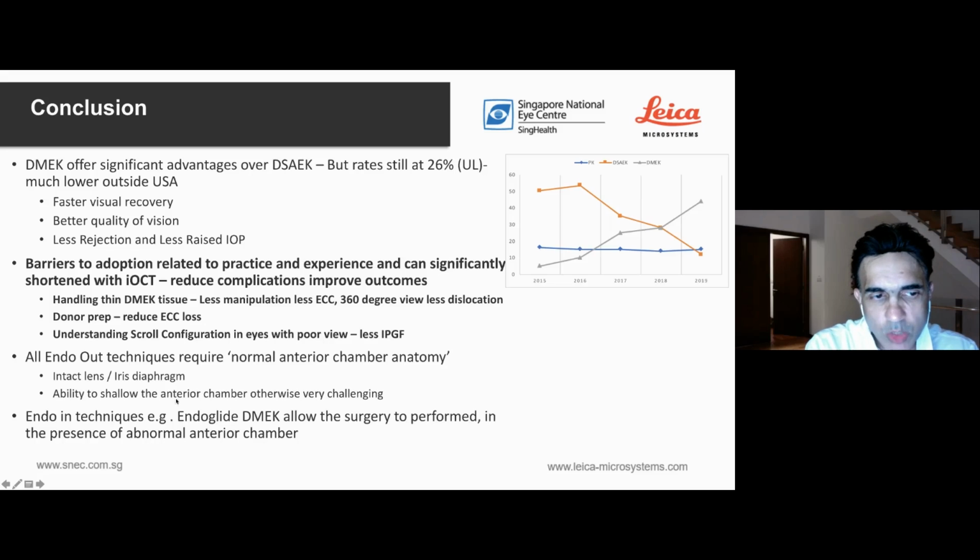As far as techniques go, all endothelial-out techniques do require normal anterior chamber anatomy to help you use those water currents to open up the graft, like I showed. The endothelial-in techniques, like I showed, allow the surgery to be performed in the presence of abnormal anterior chamber anatomy as well.